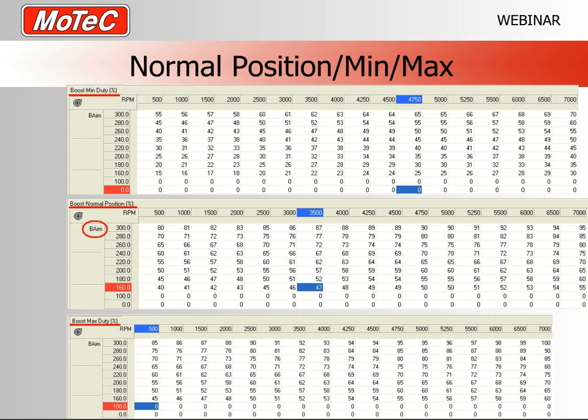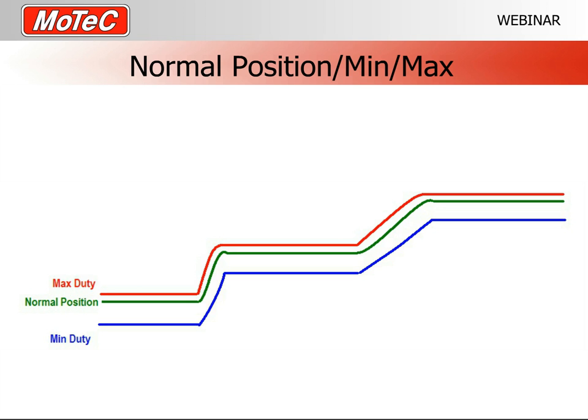Okay, so here's a slide with all three tables on it so you can see the relationship between them all. So we have 4,000 RPM, 240 kPa, 68 normal position, minimum number 43, and maximum number, just lining it all up here for you, 73. So, a nice tight relationship around the boost and normal position.